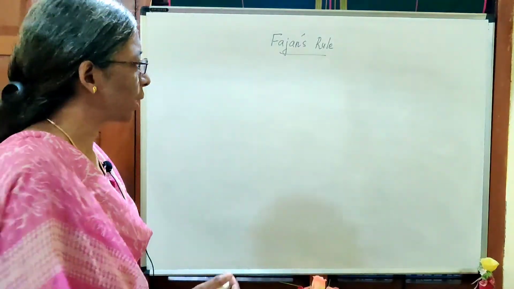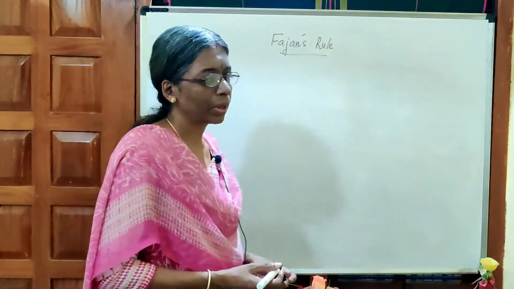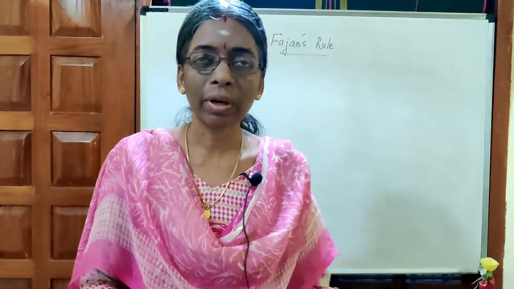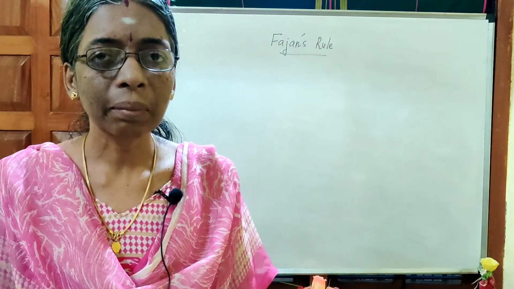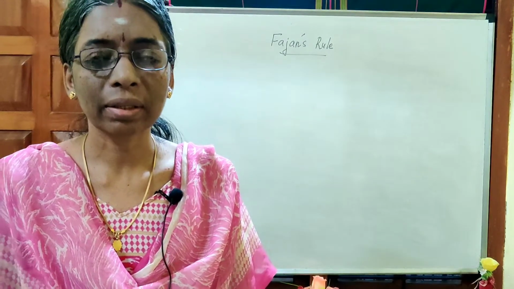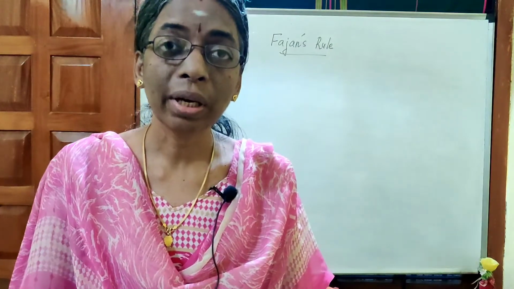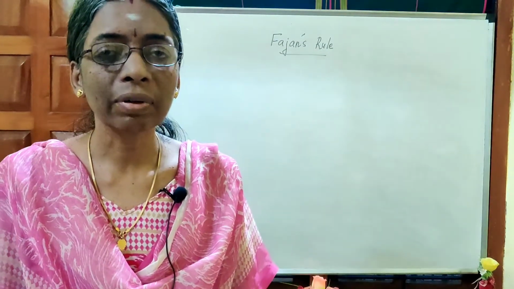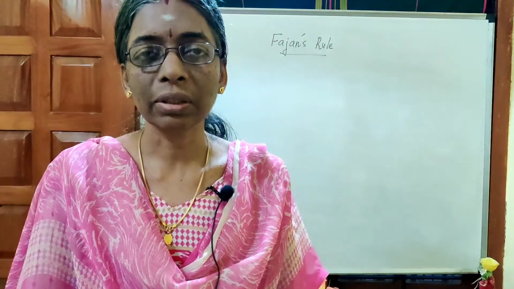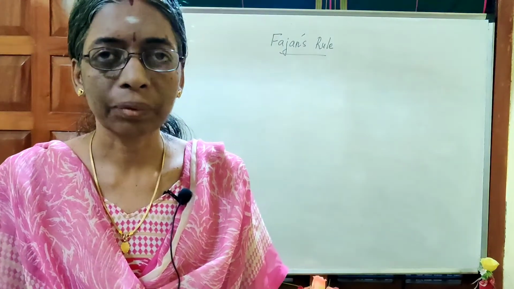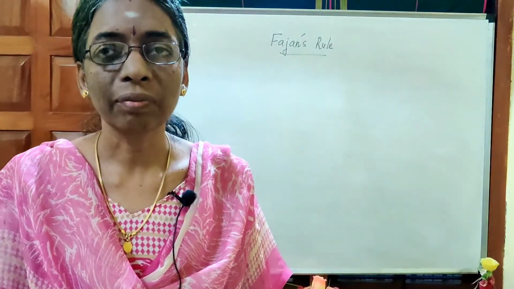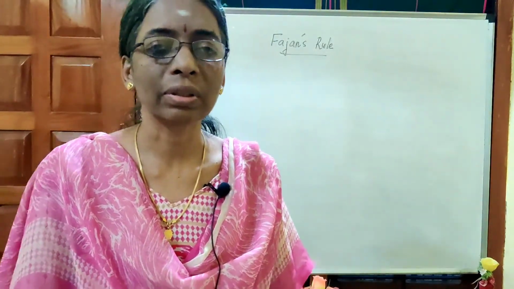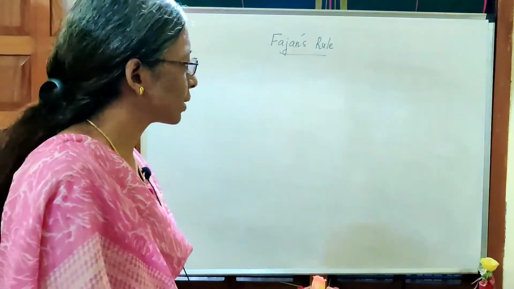When a covalent bond is formed, it is not 100% covalent. There will be some sort of ionic character. And when you take an ionic bond, there will be some percentage of covalent character. This character can be explained in terms of Fajan's rule. So first let us see.